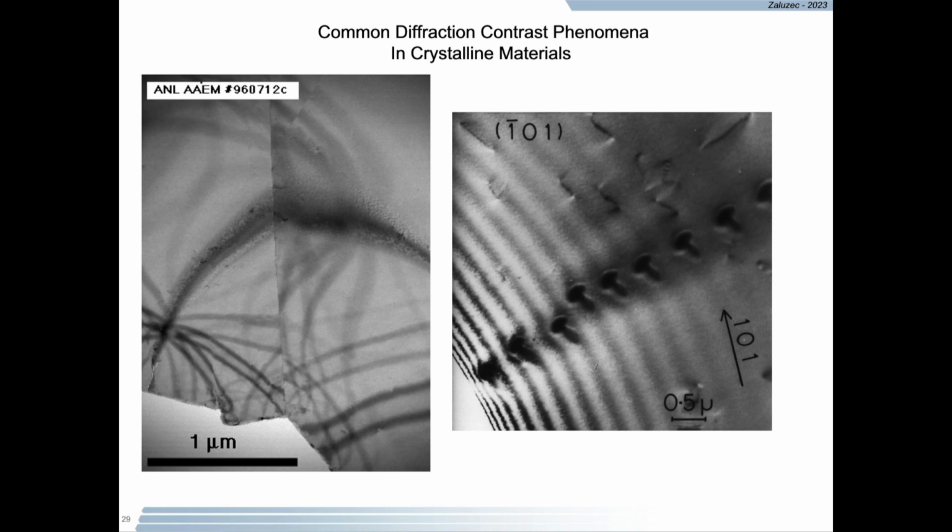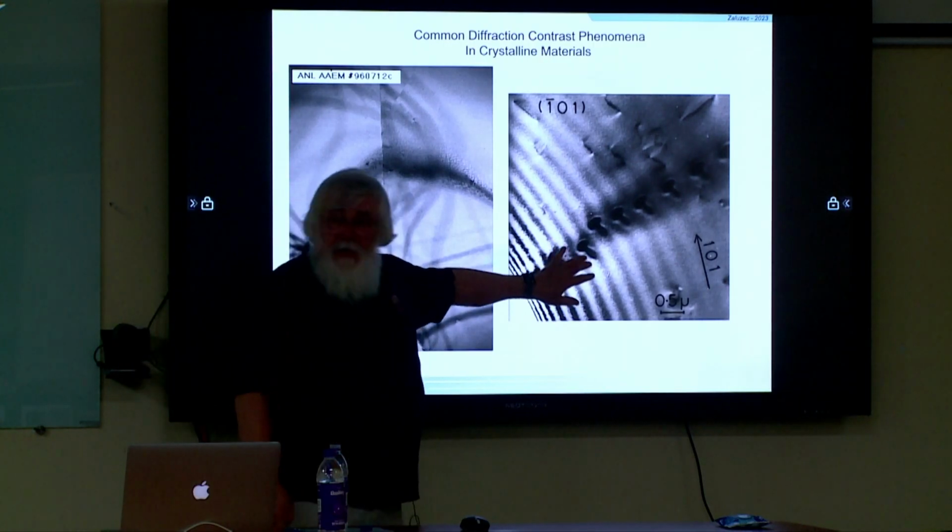There are a lot of other phenomena that happen due to crystalline materials. There are phenomena called bend contours and thickness fringes.